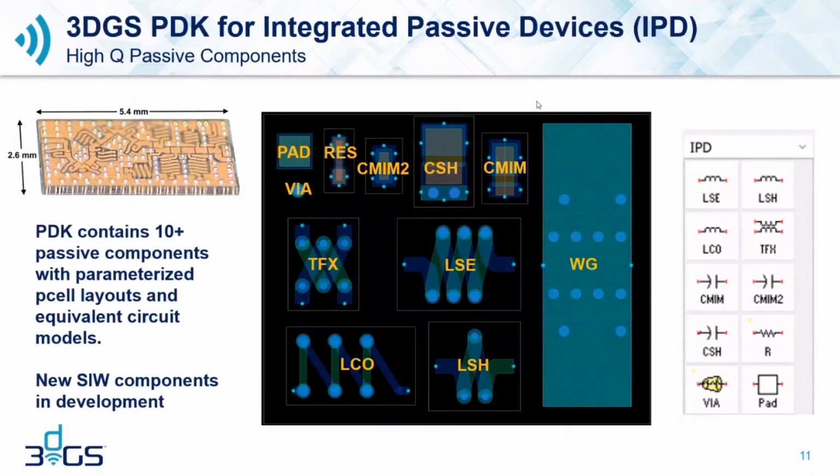For single glass layers looking at RF passive devices, we have a number of components that are parameterized in terms of their layouts. So you can change the parameters and the layouts will update. We also have equivalent circuits that will model all the parasitics and losses and non-ideal effects. So you'll have much more optimization capability at the circuit level before starting your EM simulations.